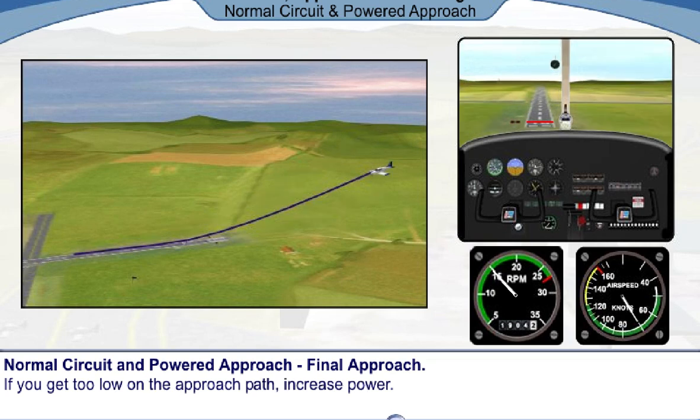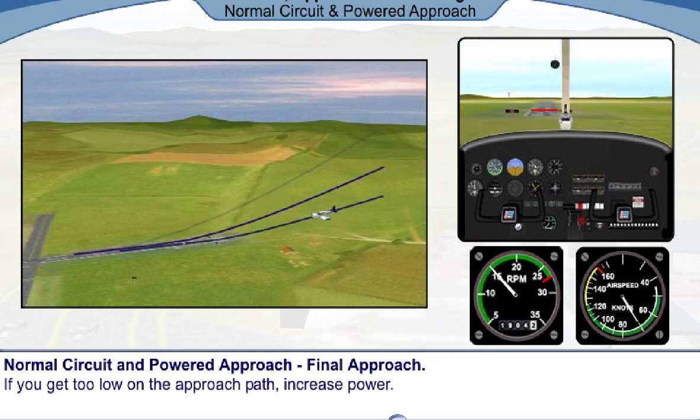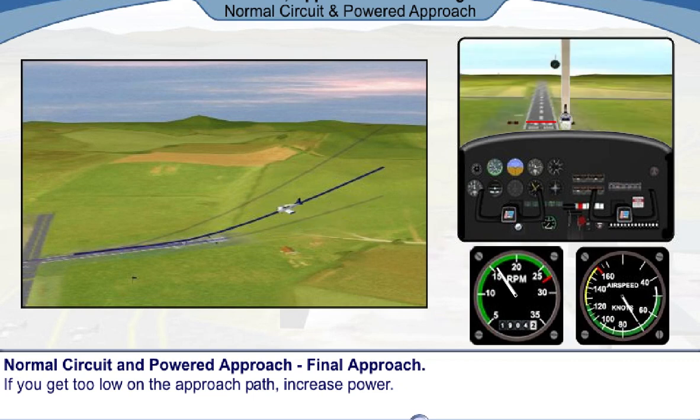If you find yourself getting too low on the approach, the aiming point will appear to move up the windscreen. In this case, you increase power, taking care to maintain the correct approach speed by adjusting your attitude if necessary. Having increased power, you should find that the aircraft returns to the correct approach path. You may find that you have to reduce power again by a small amount to maintain the correct approach path.